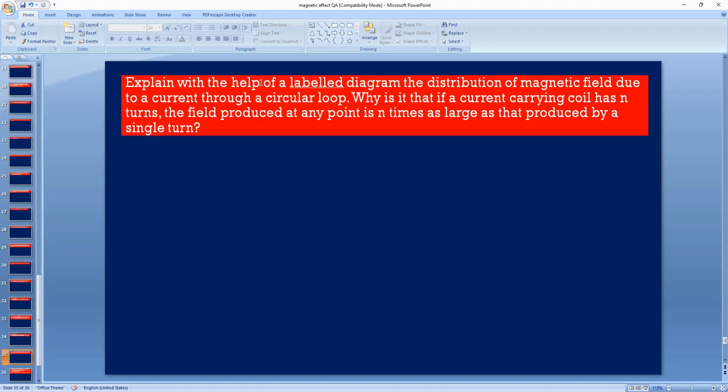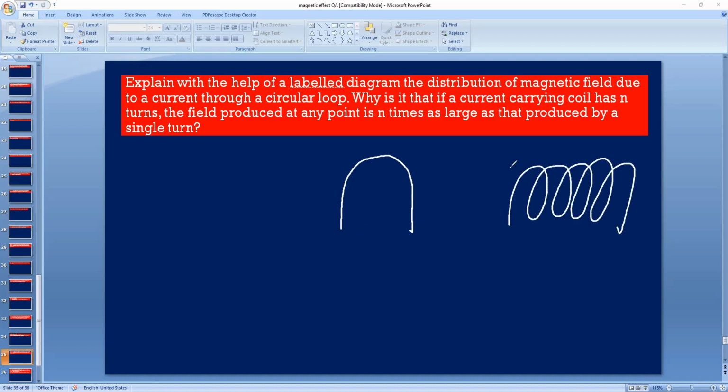Circular loop also we have discussed. Explain with the help of a labeled diagram the distribution of magnetic field lines due to a current through a circular loop. Why is it that if a current carrying coil has n turns, the field produced at any point is n times as large as produced by a single turn? You can notice that if the loop has only one turn, we are identifying the magnetic field, but if the same loop has n number of circles, we are identifying a stronger magnetic field.